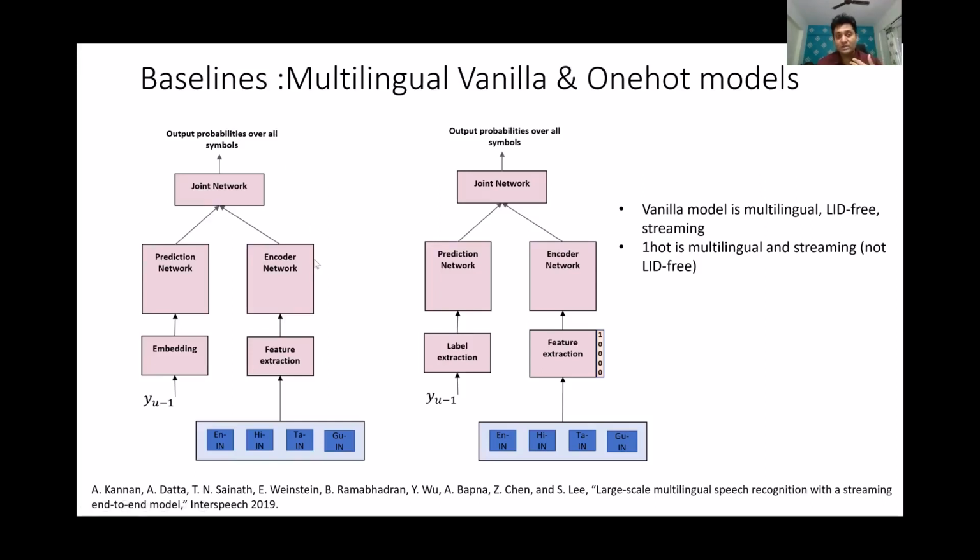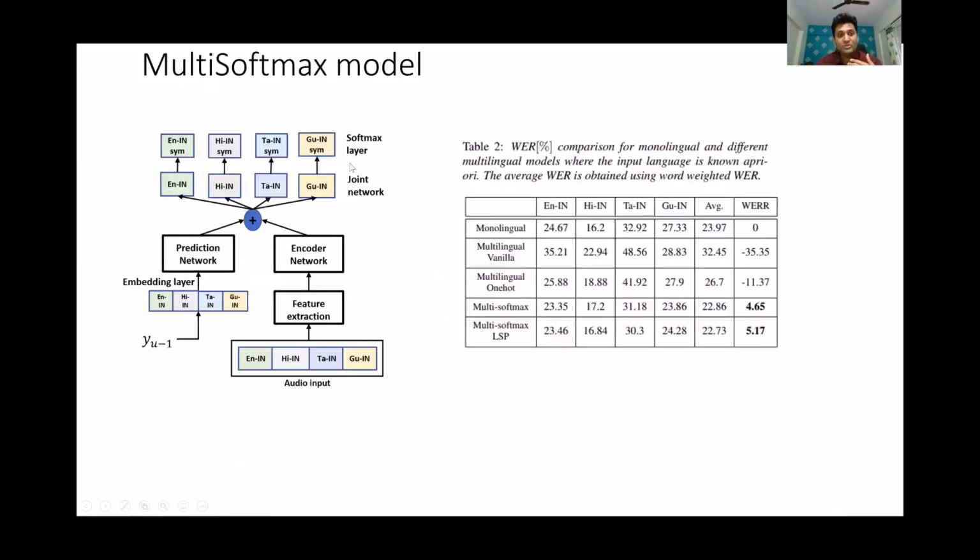The Onehot is a simple extension where a language-specific Onehot vector is appended to the input features and the model is trained. It is important to note that the vanilla model is multilingual, LID-free and streaming, while the Onehot model is not LID-free. The proposed model has a language-specific softmax layer, a language-specific joint layer and the embedding layers.